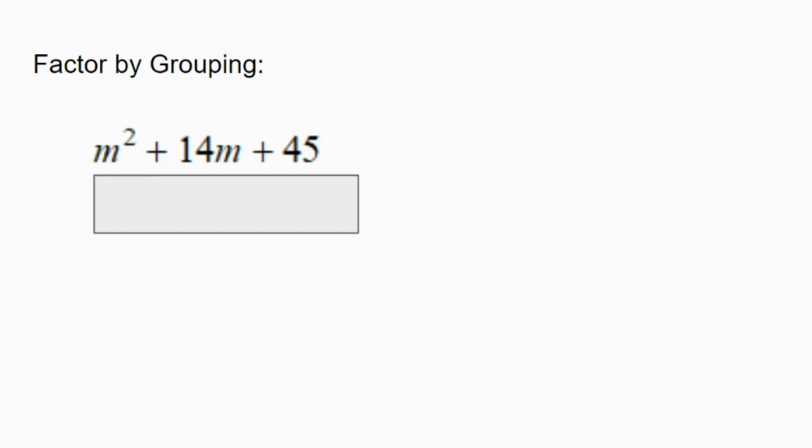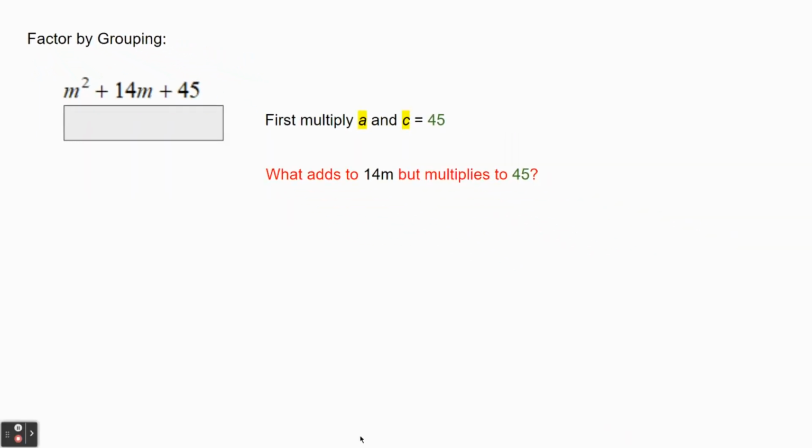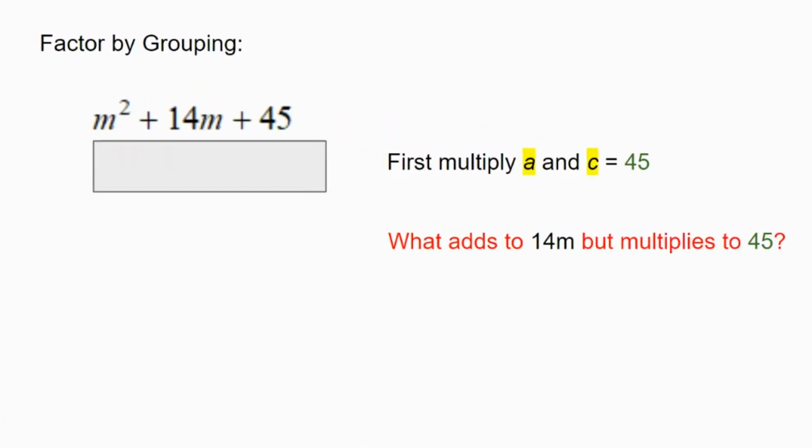Now, before we get into the grouping, we have a couple things to consider. One, what is the value of a times c? Remember, the value of a is the number in front of the squared term. So notice there's no number in front of m squared, so it's just going to be 1 for a. And c is 45. So 45 times 1 is going to be 45. So we're going to multiply a times c, get 45. And then we're going to start asking ourselves, what adds to 14m but multiplies to 45?